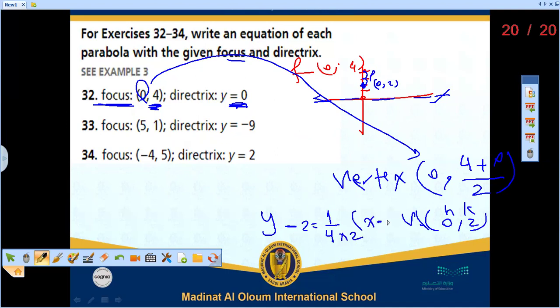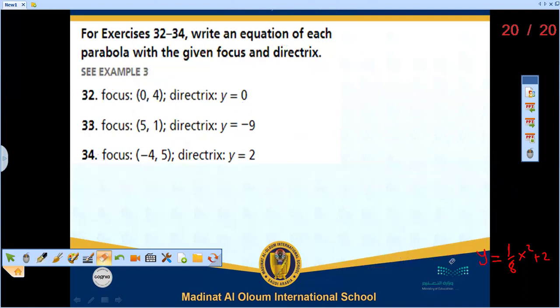And x minus h, x minus 0. It means y minus 2 equals 1 over 8 x squared. I'll take 2 to the right hand side. My equation became y equals 1 over 8 x squared plus 2. Okay, guys? 1 over 8 x squared plus 2. Look, 1 over 8 x squared, negative 2 to the right hand side.